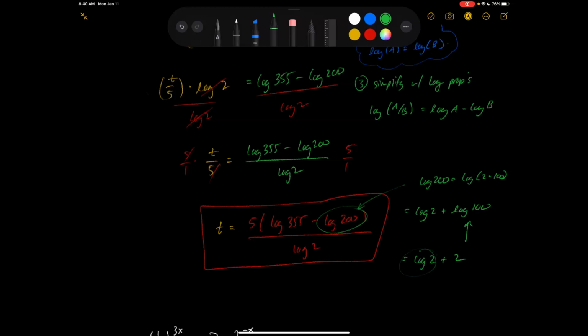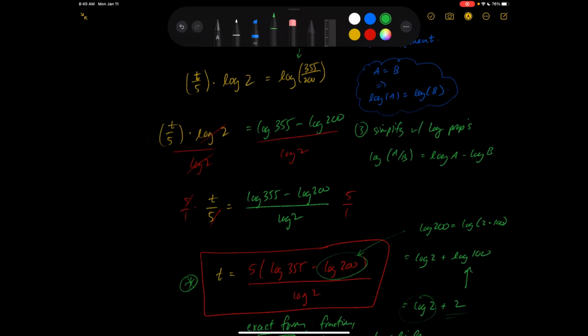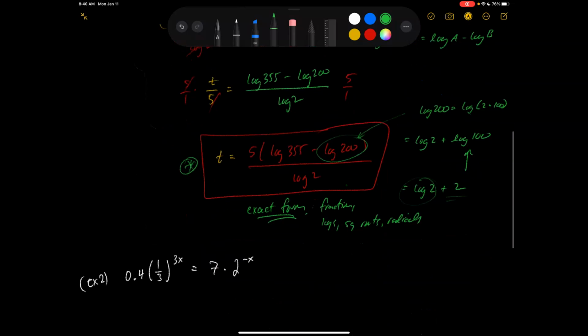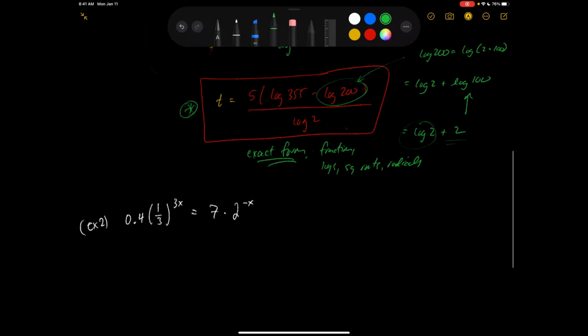Log of 2 plus 2. Log of 2 is really tiny, so it's something tiny plus 2. But anyway, this would be fine as is. And you're leaving it in exact form, which means in terms of fractions, logs, square roots, radicals. Basically, you didn't use your calculator to get a decimal approximation. You might use your calculator to do some of this work up here, but we're not coming up with an approximation for the final result. We're using algebra. Okay, so that's what we mean by exact form.